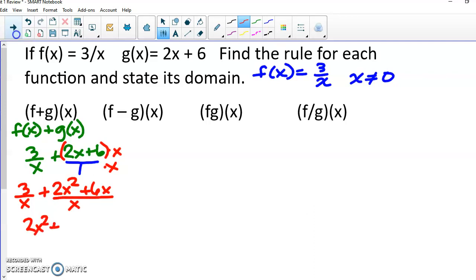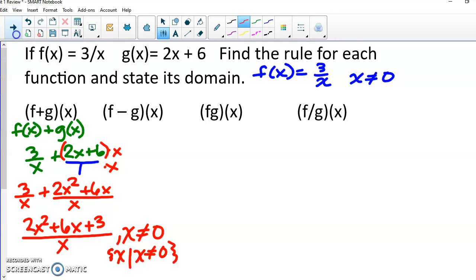We have 2x squared plus 6x plus 3 all over x, and x cannot equal 0. We can write our domain as x such that x cannot equal 0, or we can also write it in that interval notation.